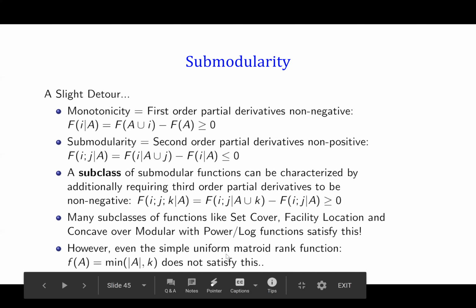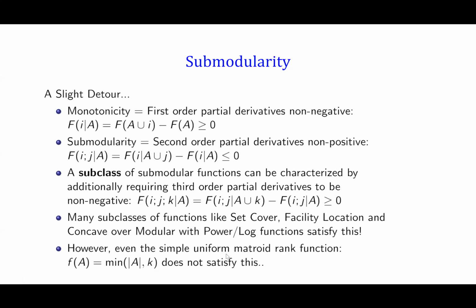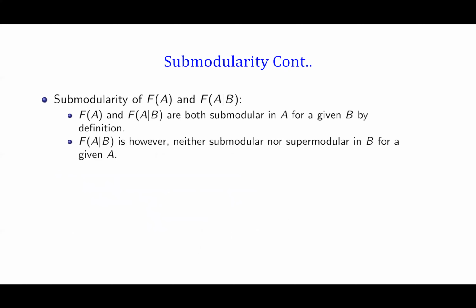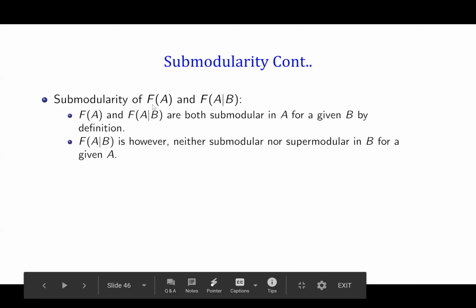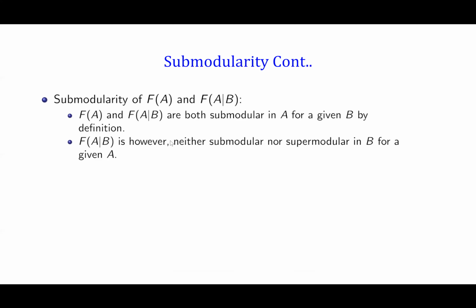So this is very interesting, right? Because what it means is that given this subclass, we can say some interesting things. And precisely the interesting property of this subclass is that it is related to submodularity of the mutual information. Before getting to that, note that the submodularity of f of A and f of A given B basically follows from definition, right?